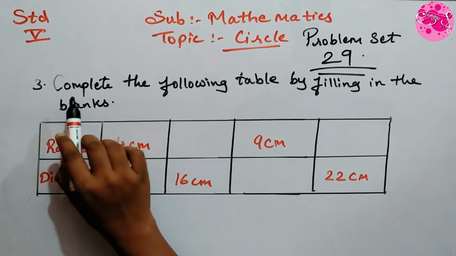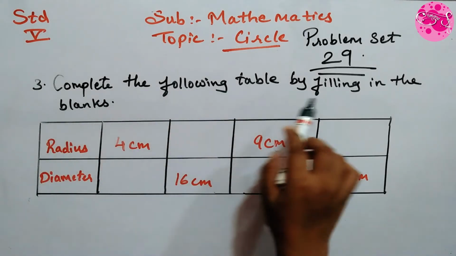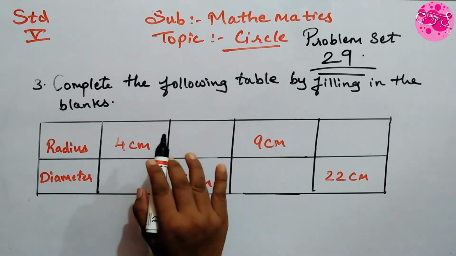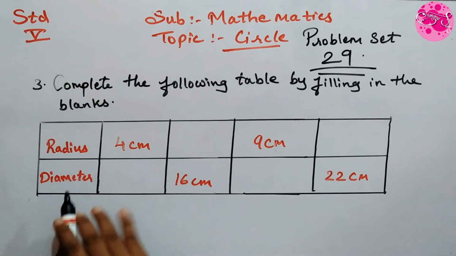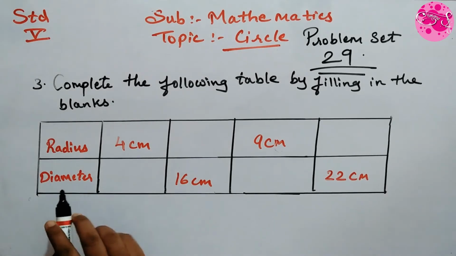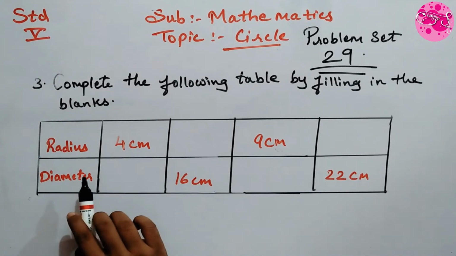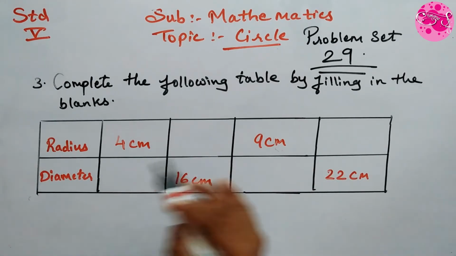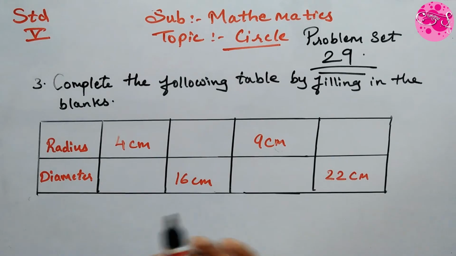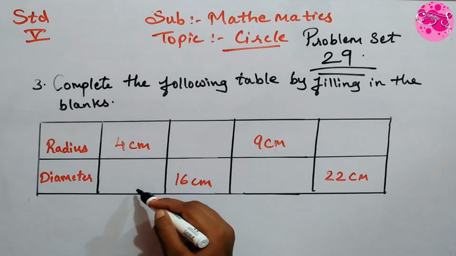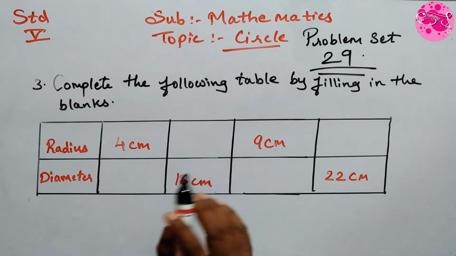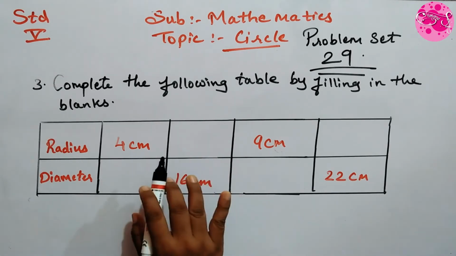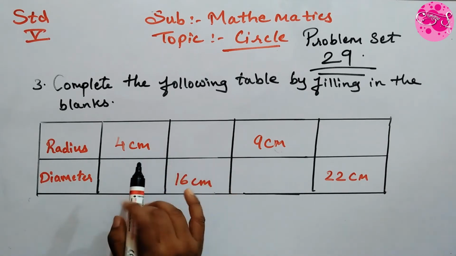Question number 3. Complete the following table by filling in the blanks. Here a table of radius and diameter is given. Okay, so what they have told is, where there is a blank, we have to complete or fill that blank, whether it is radius or diameter. Okay, so solution, we have to use the formula to find out the diameter and the radius.